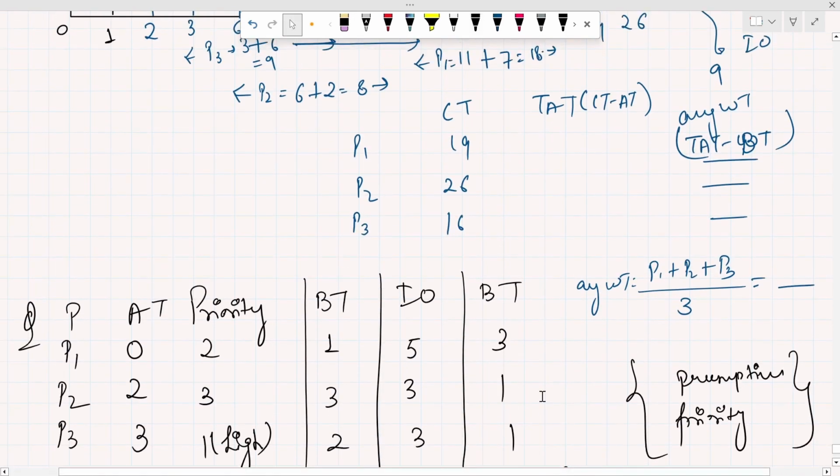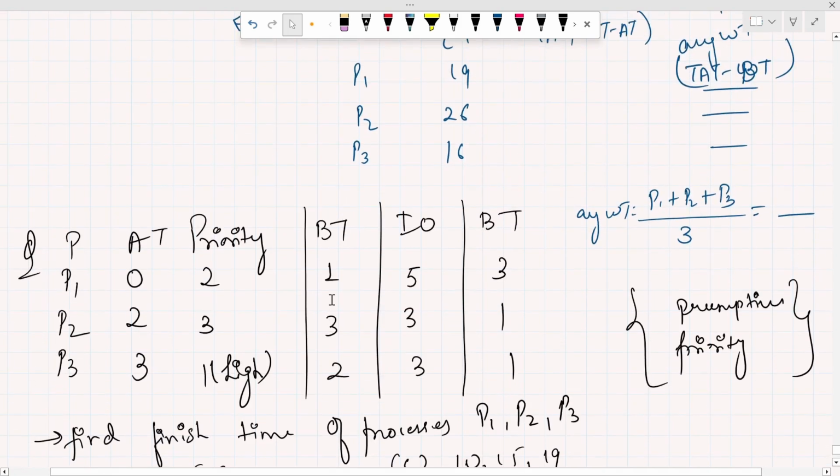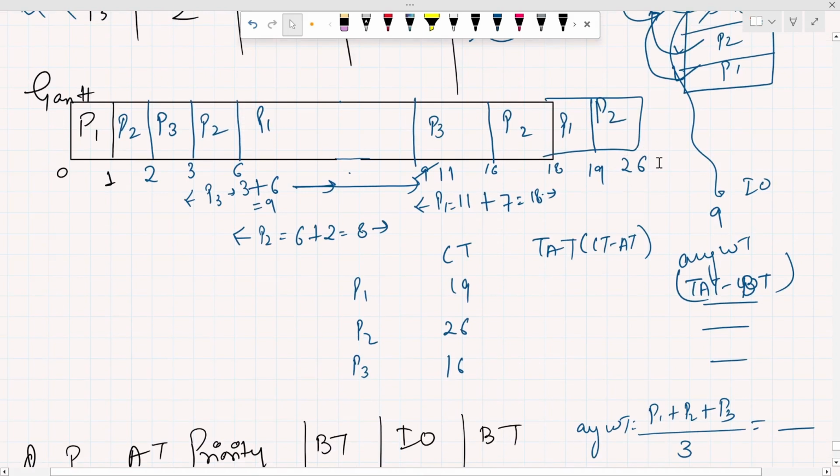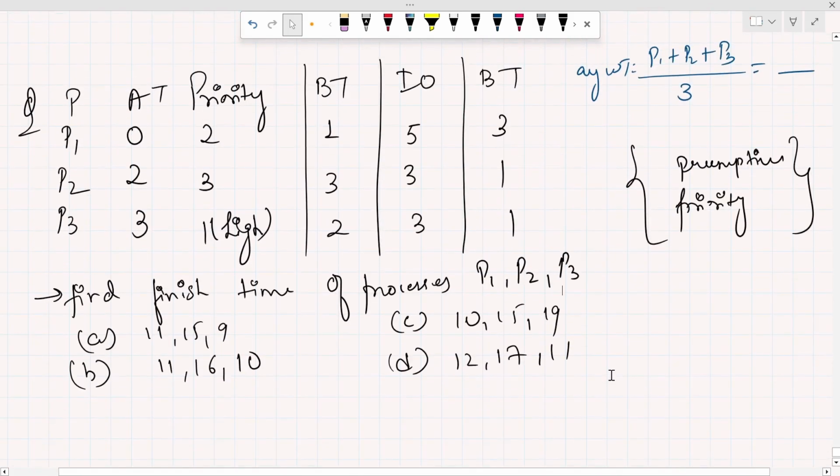Basically you have to find the finishing time of the process, meaning at what time P2 completed. Here in this case P2 is completed at 26. So the completion time is 26. So you have to find these things. The completion time you basically need to find out. Now let's solve this question.